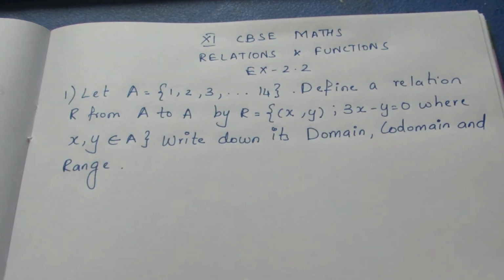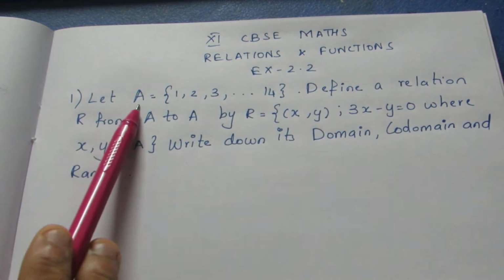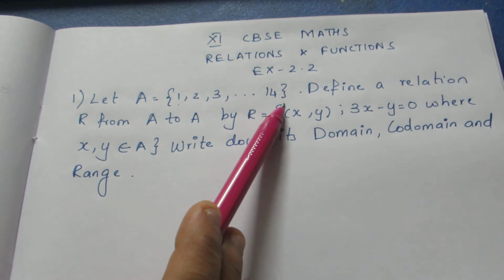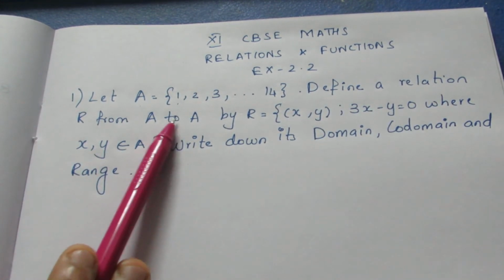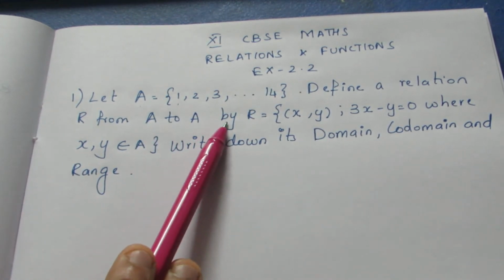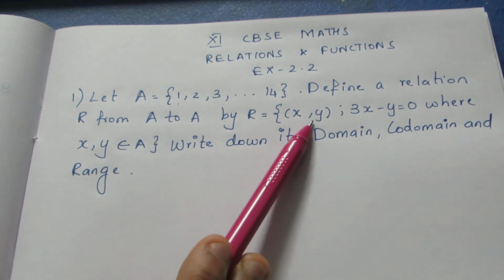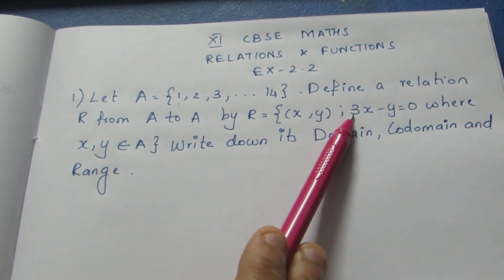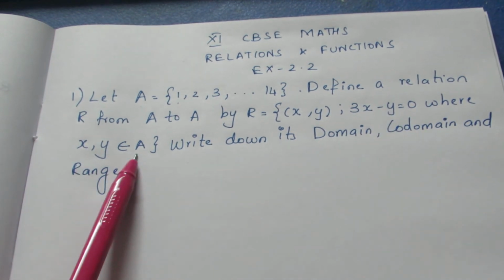Today we are going to see 11 CBSE Maths Relations and Functions Exercise 2.2 first sum. Here the question is, let A equal to 1, 2, 3 up to 14. Define a relation R from A to A. So your relation R is from A to A by R equal to {(x, y)}. So they have given the relation to be (x, y), and also the equation 3x minus y is equal to 0, where x and y belong to A.